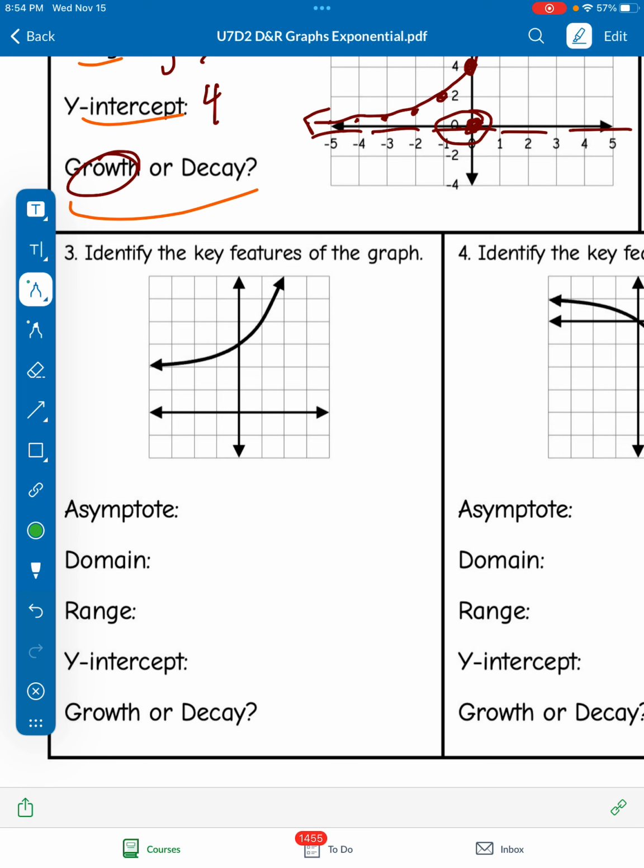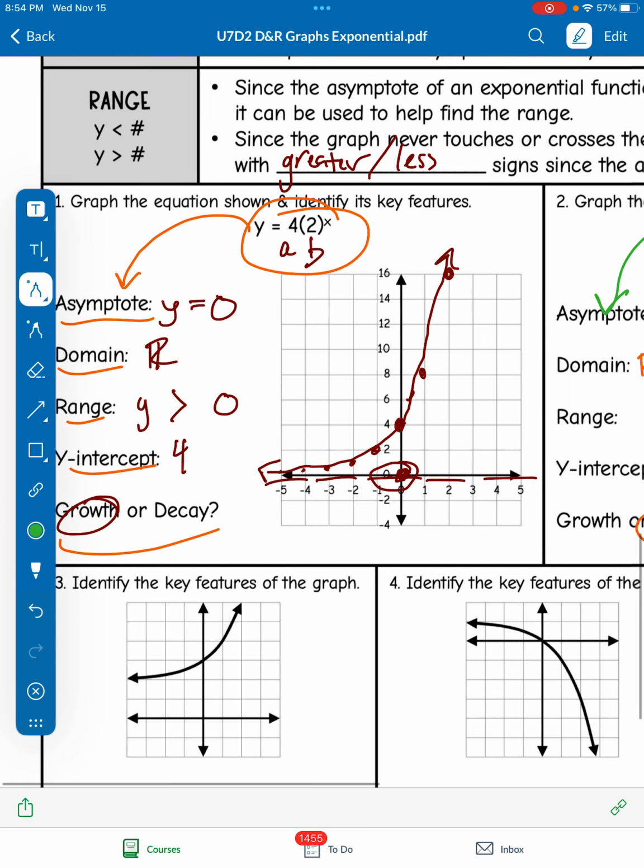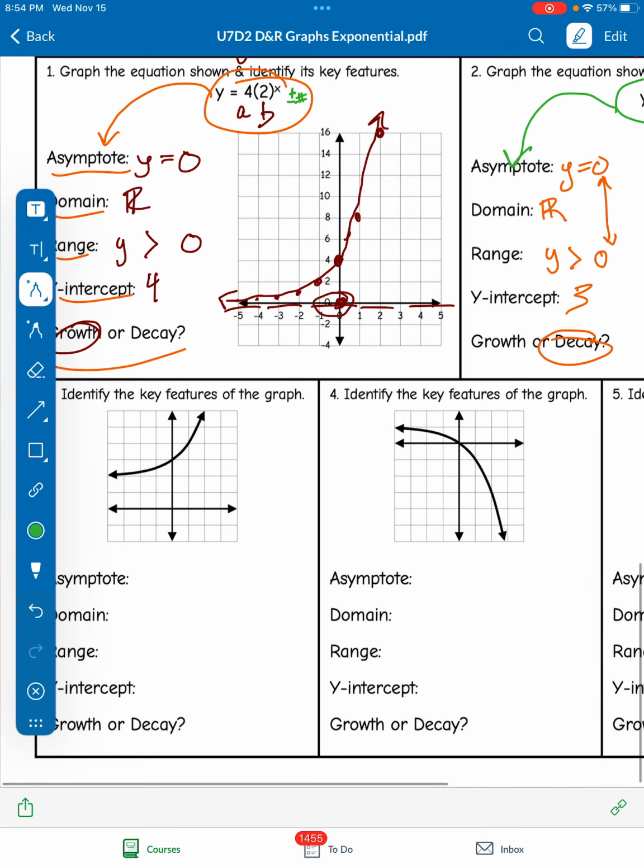Okay, these are slightly different. Again, we talked about equations. You can always tell where the asymptote is. Again, the ones that we see all year, the asymptote will be y equals 0, right? Pretty much every time. Unless they give you something crazy like this.